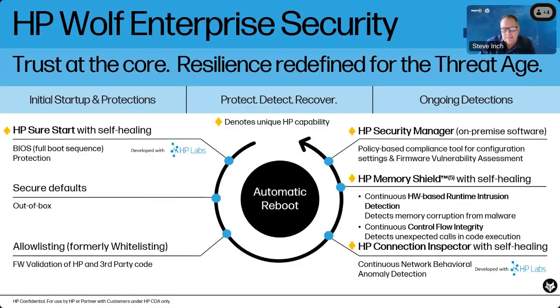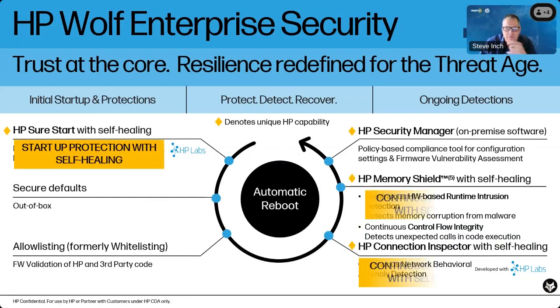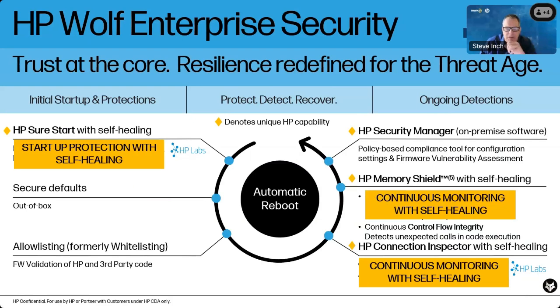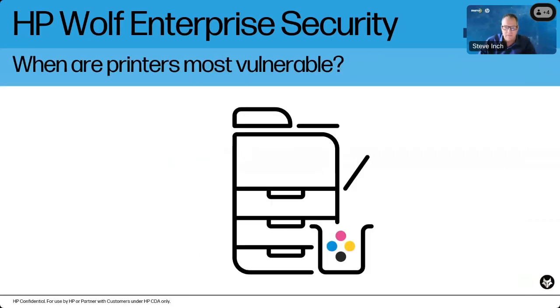I've talked about these elements. This gives you more detail on the core unique differentiators that are key to the HP enterprise fleet. We have Sure Start, we have Memory Shield and Connection Inspector, and those are all embedded, and there's continuous monitoring with automatic self-healing and recovery. And then we have the Security Manager software that allows you to manage all of this fleet and ensure your security posture across the devices.